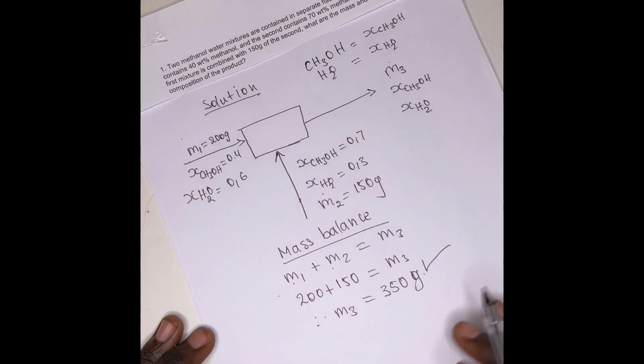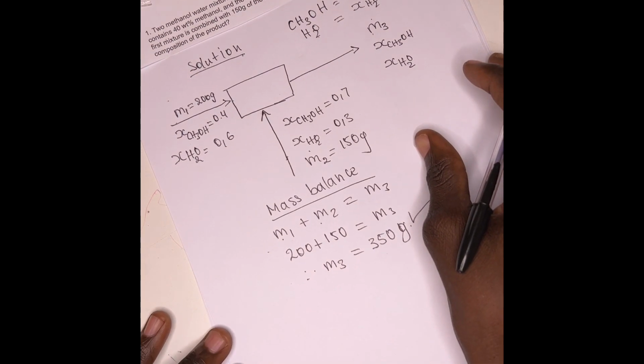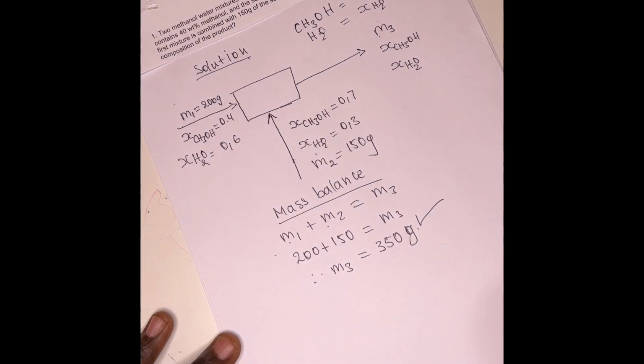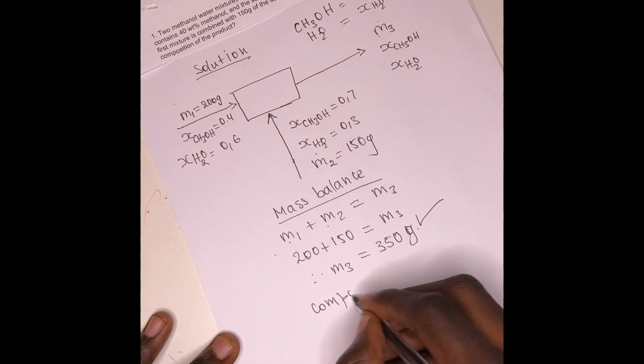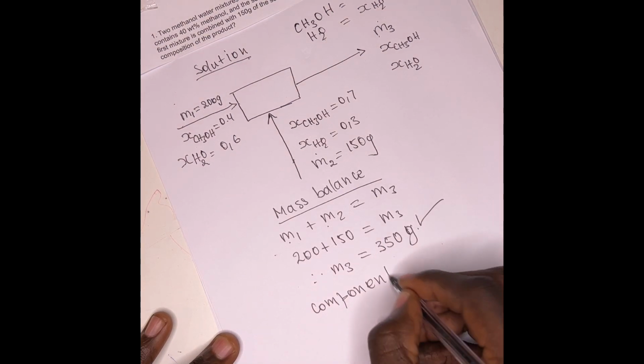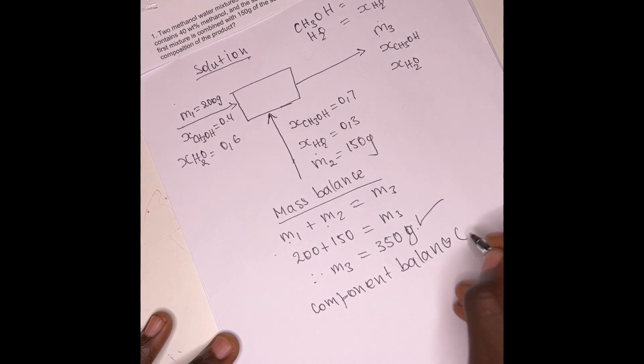So what now do we need? We have to find out the component. So I can just put a little bit there. You guys can see everything, right? So now here we're going to do what? Component balance. And how many component balances are we going to have here? We're going to have only 2.